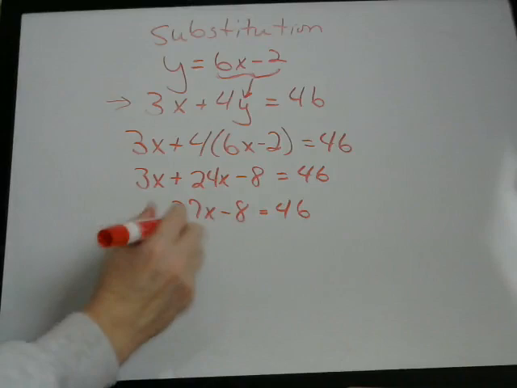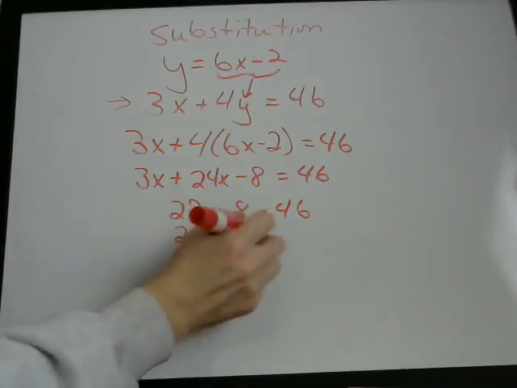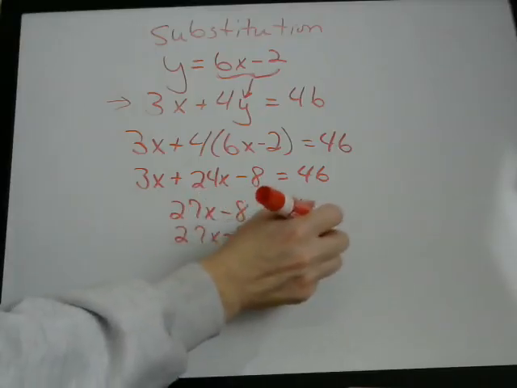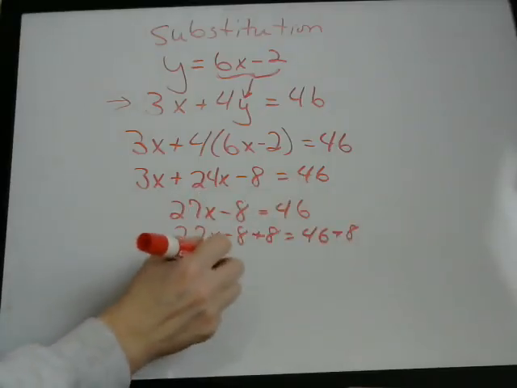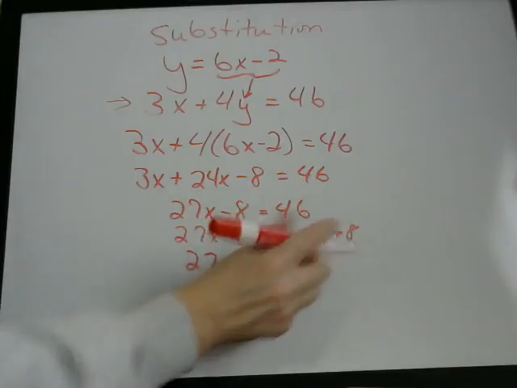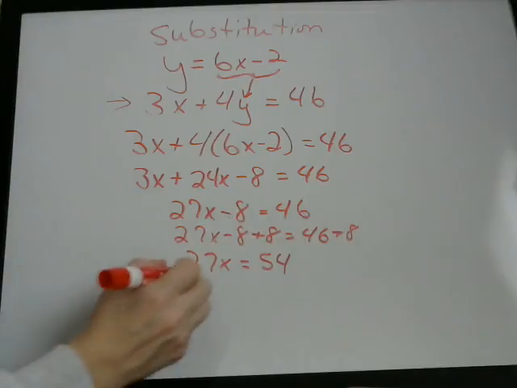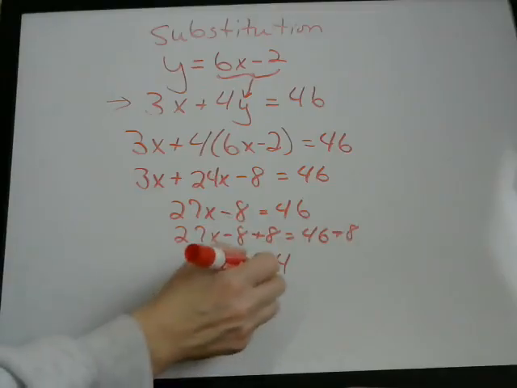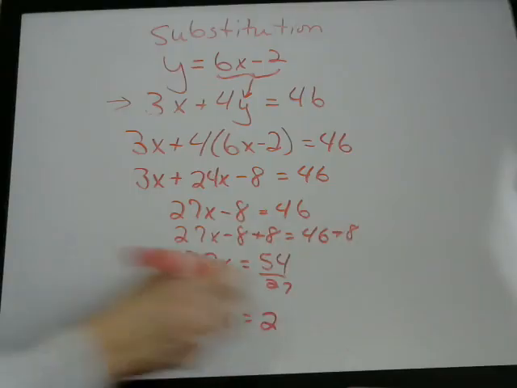So how do we get rid of that 8? Since we minus 8, we're now going to add 8. If we add 8 to one side, we have to add 8 to the other side. So we have 27x equals 46 plus 8 is 54. How do we get x by itself? We divide each side by 27, and we get x equals 2.